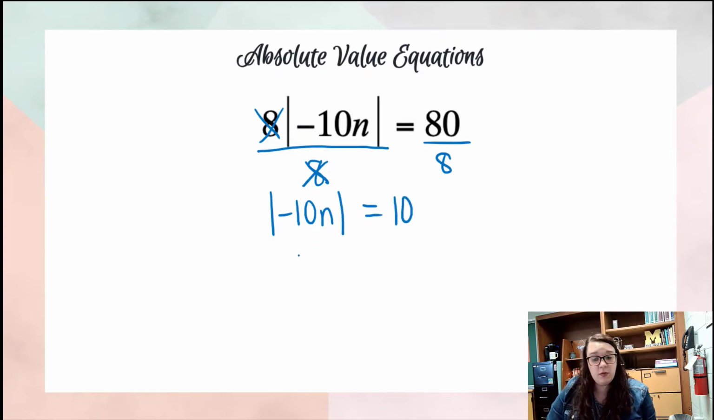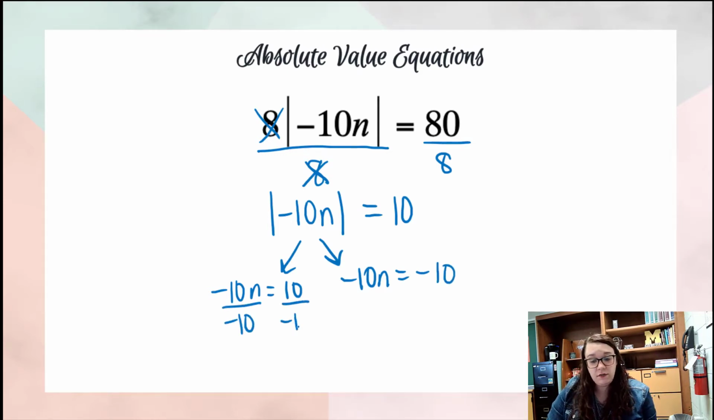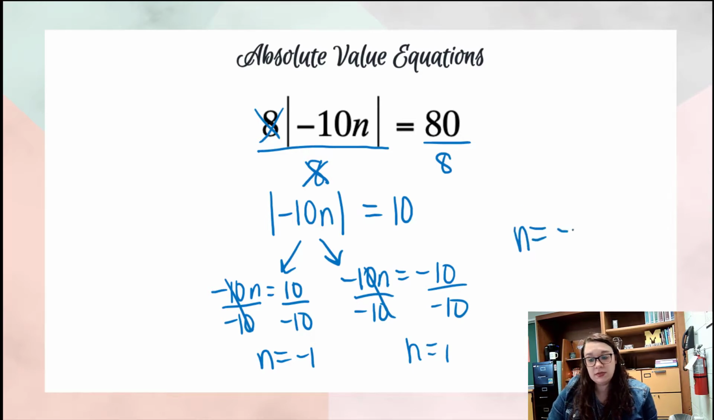Now I can do what I normally do. Either -10n equals the positive 10, or -10n equals a -10. On each of these, I'll divide to solve. On the first one, I'll get -1, and on the second one, I'll get +1. So n equals -1 or +1.